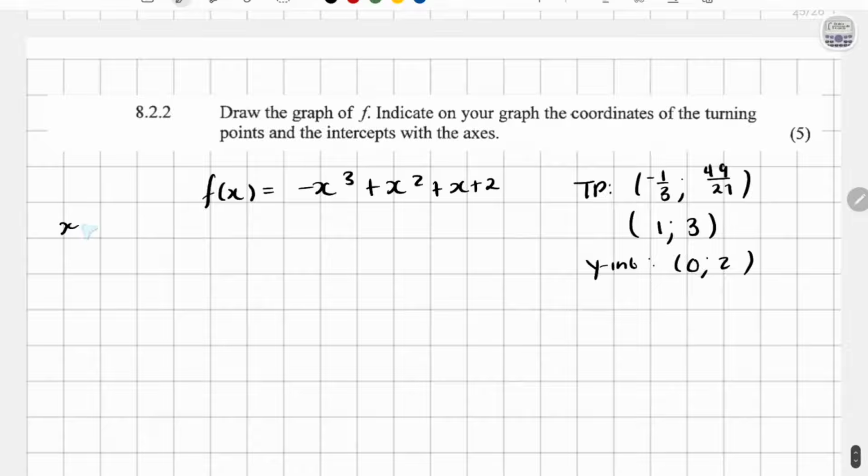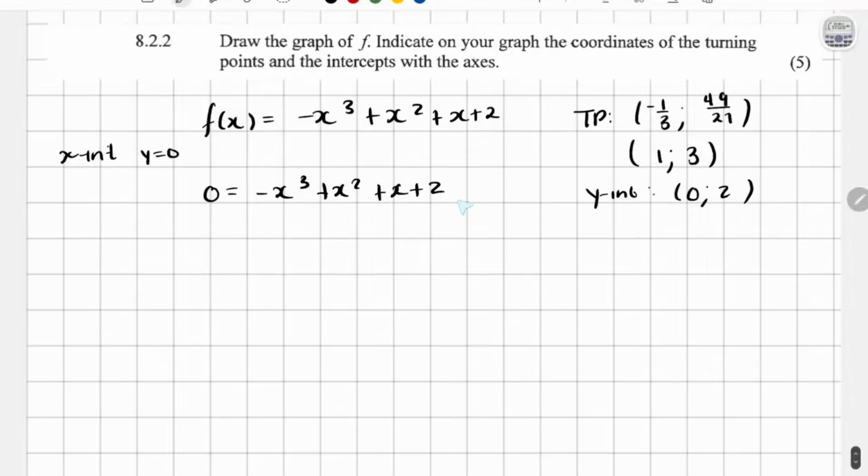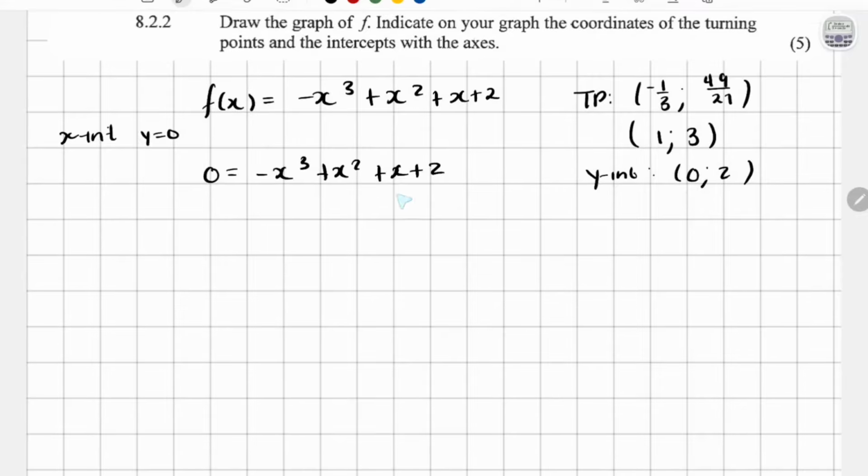To find the x-intercept of a function, you need to just make y equal to 0. So we're going to say 0 is equal to negative x cubed plus x squared plus x plus 2. And now we have to factorize this. So this is a step where we have to actually factorize a cubic function. We have to use one method of factorizing cubic functions. I'm personally going to use the synthetic division method because I like that method more.